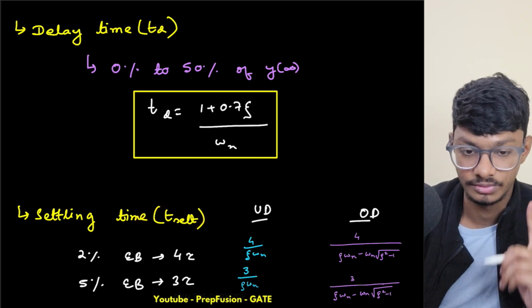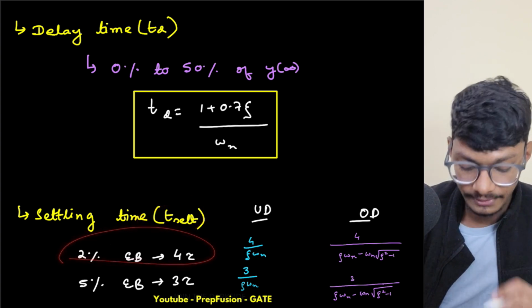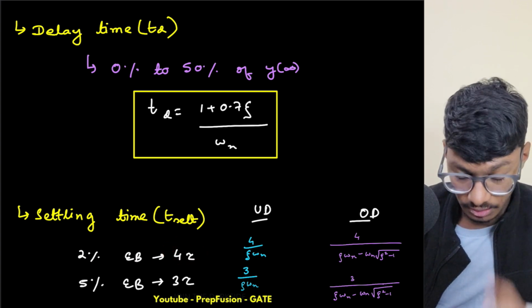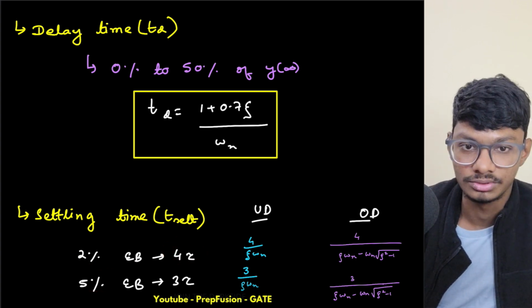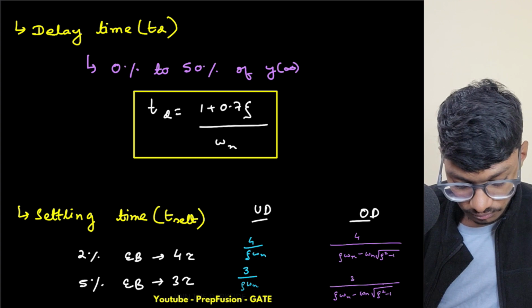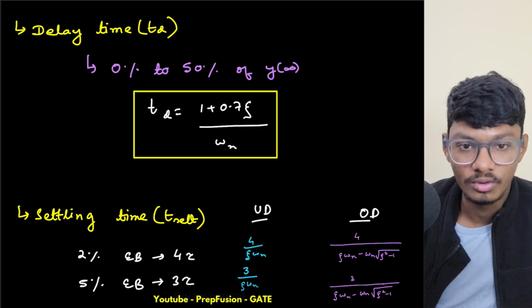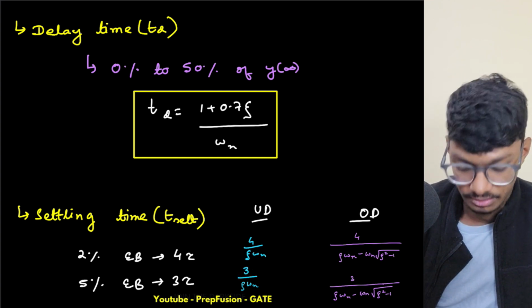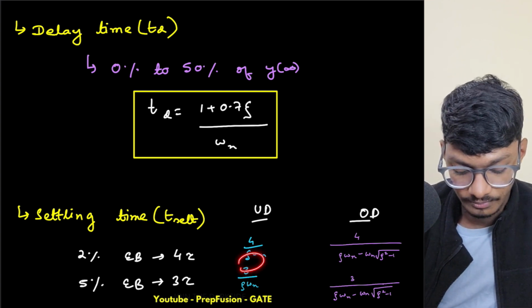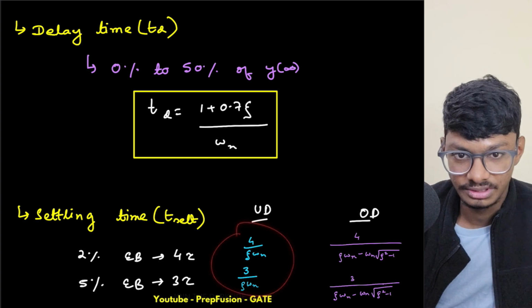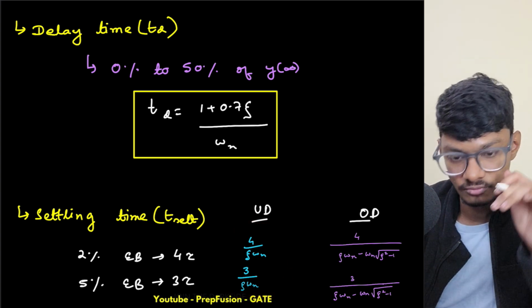Now settling time. What was the settling time? For a 2% error band, it was simply 4 tau, and for a 5% error band, it was simply 3 tau. Now for underdamped systems, it is 4 by zeta omega n, and for overdamped systems, it is 3 by zeta omega n. Like simply 4 tau and 3 tau, and tau is 1 by zeta omega n. Now this one you remember simply as the real part of the pole of the underdamped system.